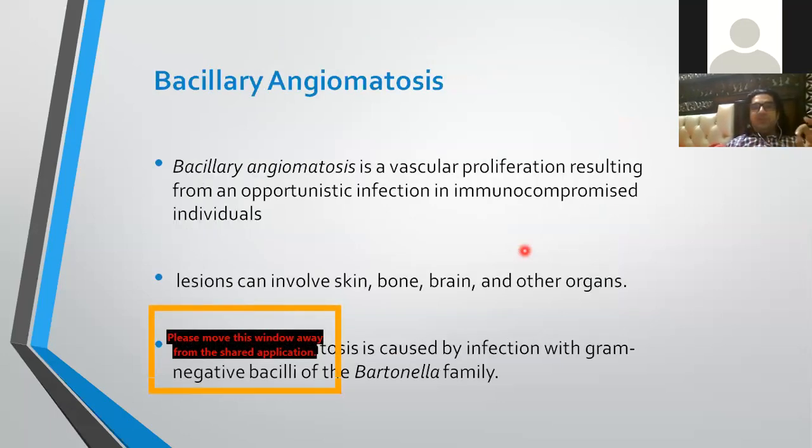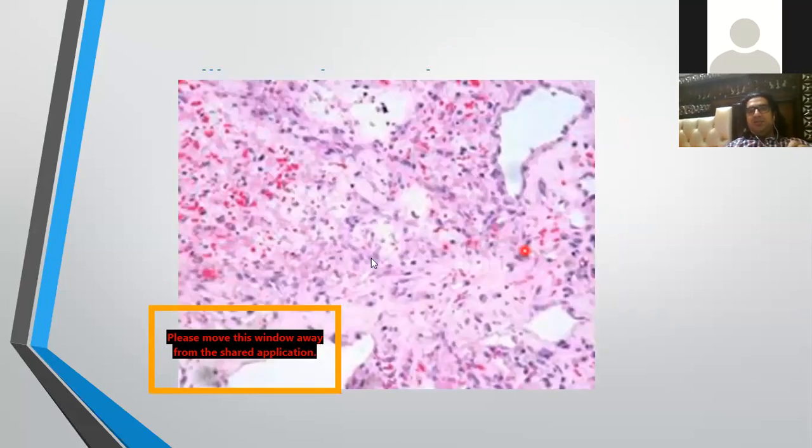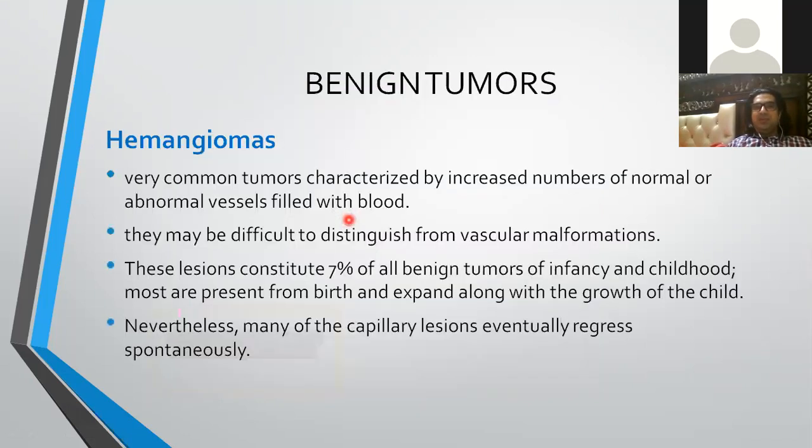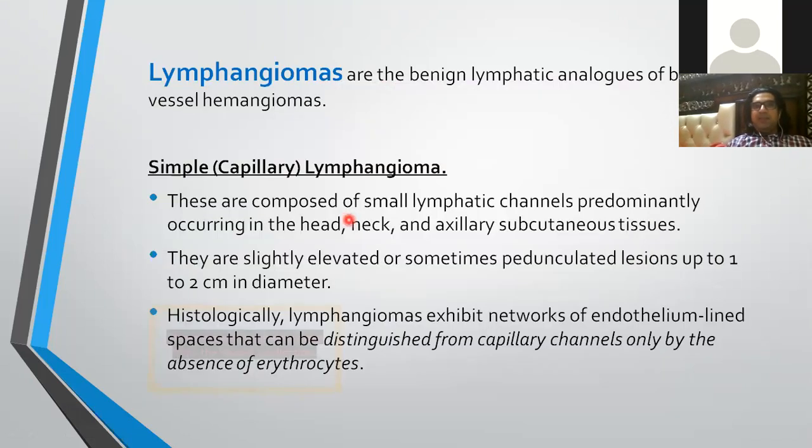Bacillary angiomatosis is a reactive vascular proliferation. It is caused by Bartonella henselae, and you can see vascular proliferation along with inflammatory cells, along with bacterial organisms. And the stain would be a Warthin-Starry silver stain, right?